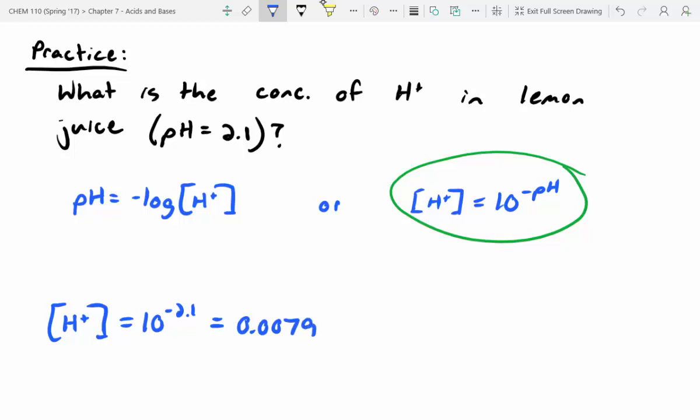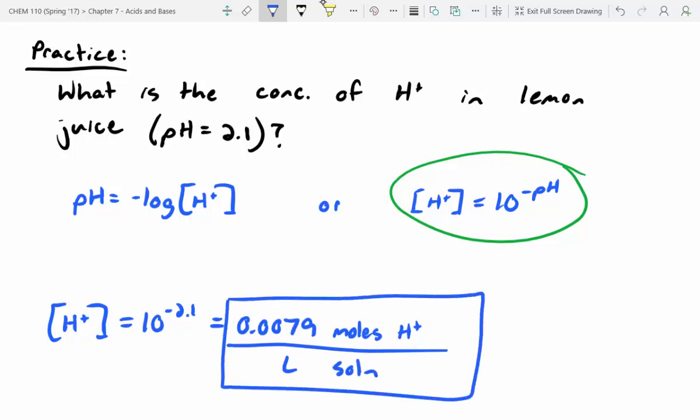Point zero seven nine. Why didn't you say 794328? It should only have 2 sig figs in it, right? Okay, so if we look at this, we're halfway there. We've got the number. What should the units be? Yeah, molar, or moles of H plus per liter of solution. So this tells us the concentration of acid that's present in every 1 liter of lemon juice. Does that make sense?